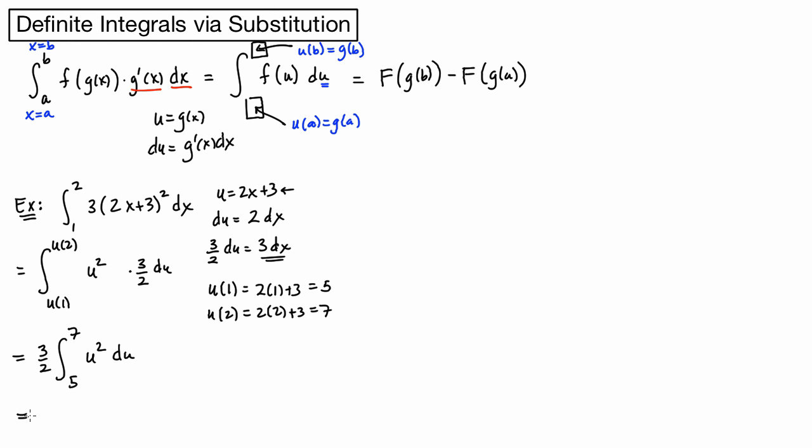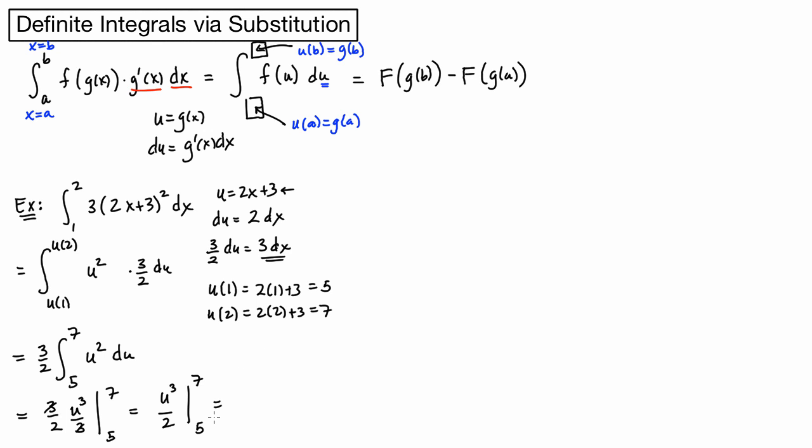And so the hope is that we can easily integrate this, and it turns out we can. This is u cubed over 3, and we're going to evaluate that from 5 to 7. So I'll clean that up a little bit, canceling the 3's here. This is u cubed over 2 evaluated from 5 to 7.